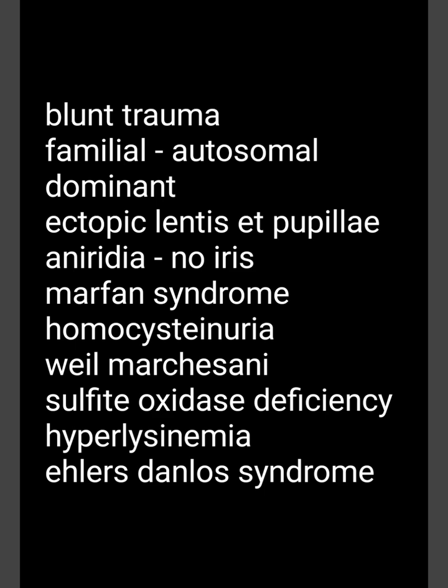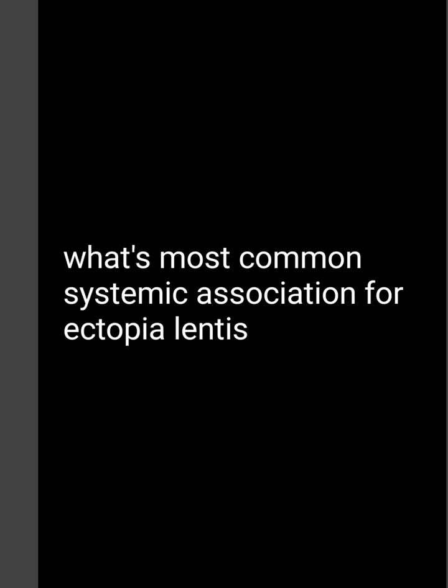Causes of ectopia lentis: blunt trauma, familial, autosomal dominant, ectopia lentis et pupillae, aniridia (no iris), Marfan syndrome, homocystinuria, Weill-Marchesani, sulfite oxidase deficiency, hyperlysinemia, Ehlers-Danlos syndrome. What's ectopia lentis et pupillae? A congenital bilateral condition where the lens and pupil move in opposite directions.